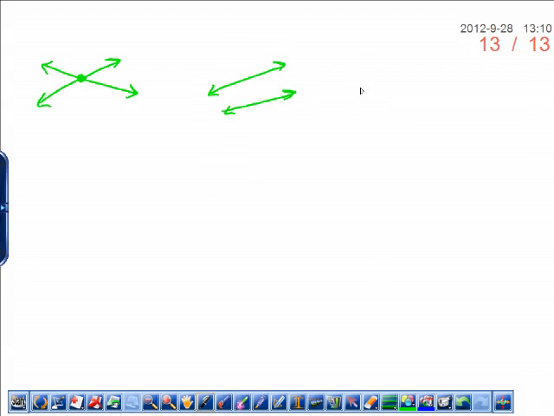What if I had infinitely many solutions? Yeah, it's the exact same line. Infinitely many solutions is exactly the same line. Do we remember this? Okay.